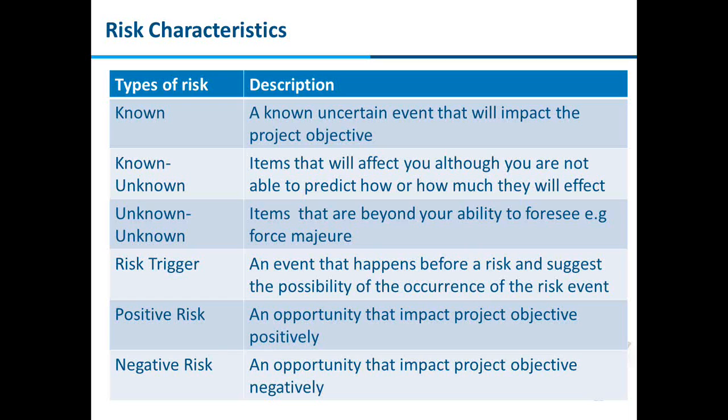Let's assume that you are working on a project where suddenly some flood comes or something. This is unknown. You don't have any control over it as a project manager or an organization, whatever it is. Then we are talking about risk trigger: an event that happens before a risk and suggests the possibility of the occurrence of the risk event.